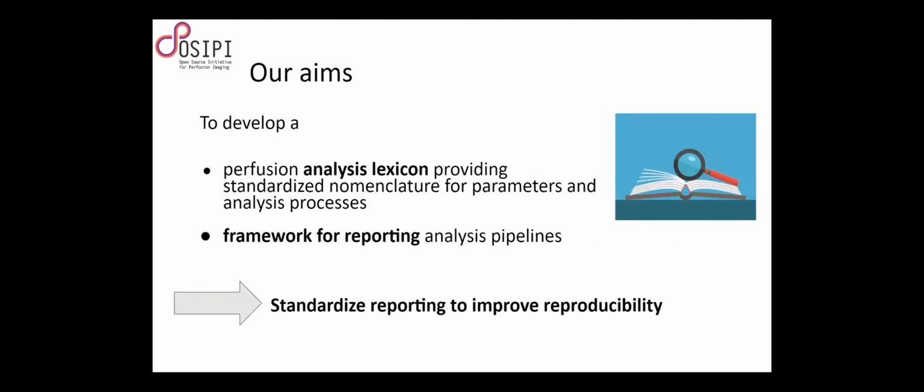As a part of OSIPI, we aim to develop a perfusion analysis lexicon which provides a standardized nomenclature for perfusion parameters and typical analysis pipelines. Additionally, we provide a framework for reporting DCE and DSC analysis pipelines as pseudocode based on the lexicon. Overall, our aim is to standardize reporting in order to improve the reproducibility of perfusion analysis.